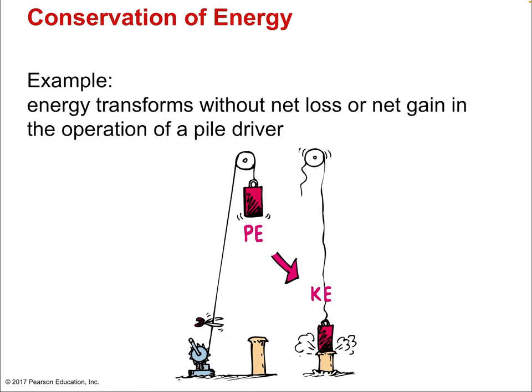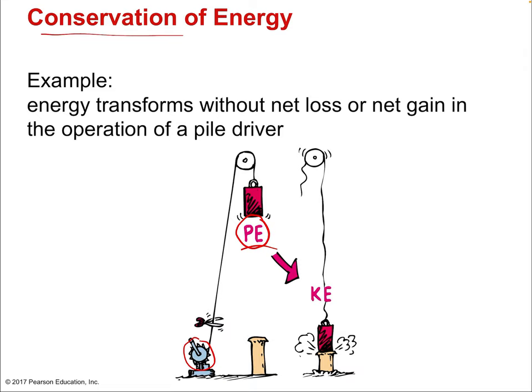Okay? So here's an example of the conservation of energy. It's a big deal that energy is conserved. Let's see that in practice. So energy transforms without net loss or net gain in the operation of a pile driver. Right, so when we pull it up, it gains potential energy. We do work to do that, by the way. This crank did work on the pile driver block in order to allow it to gain potential energy.